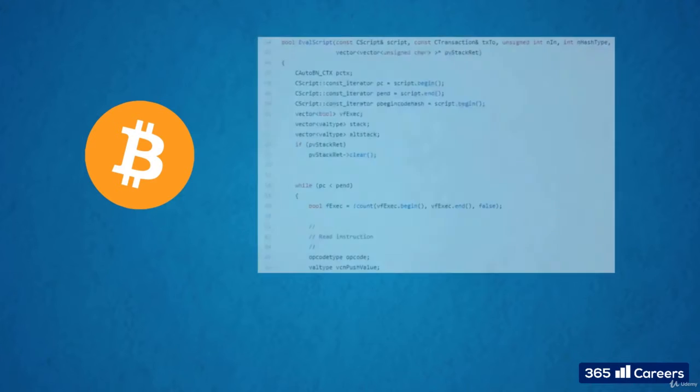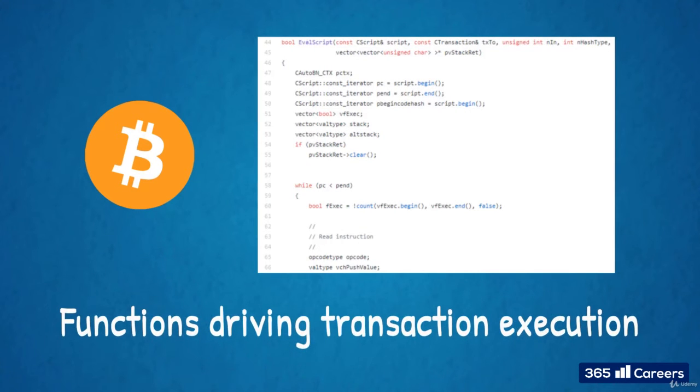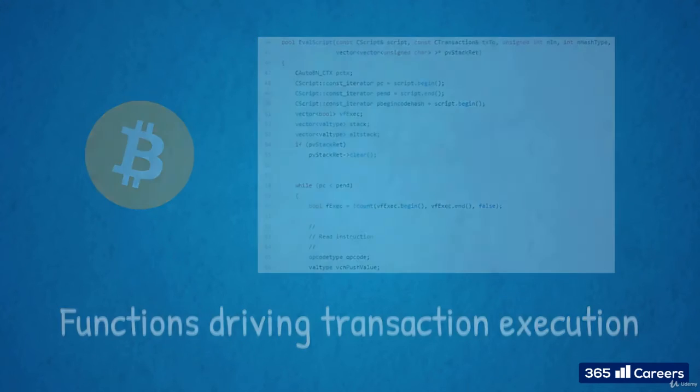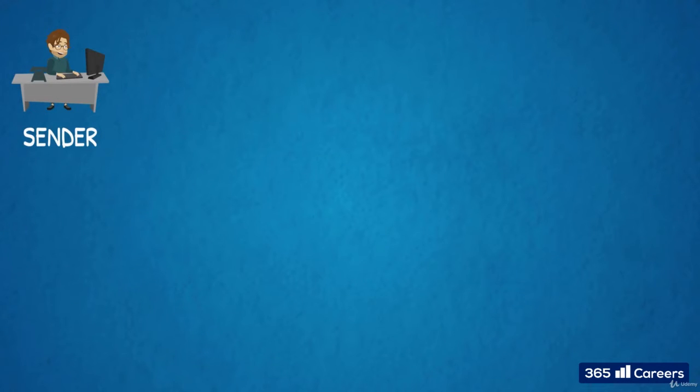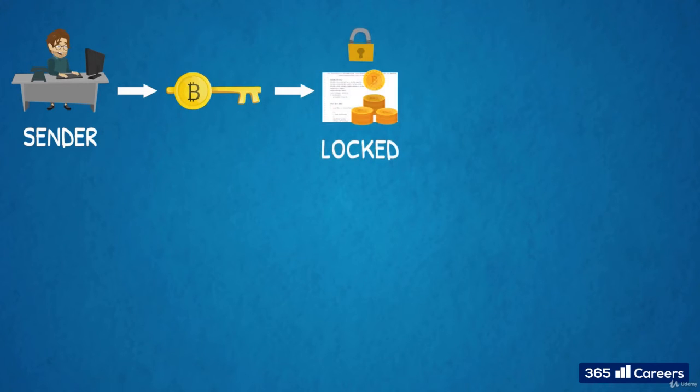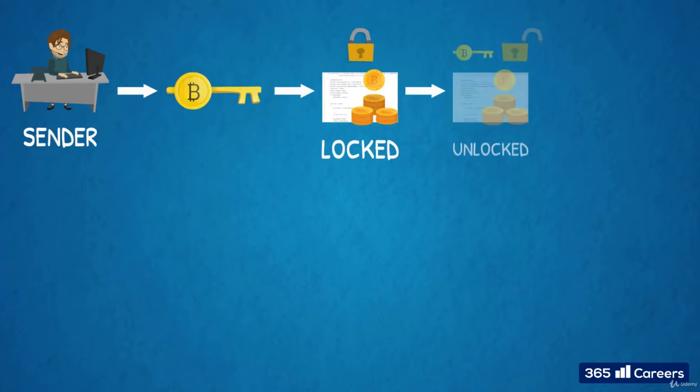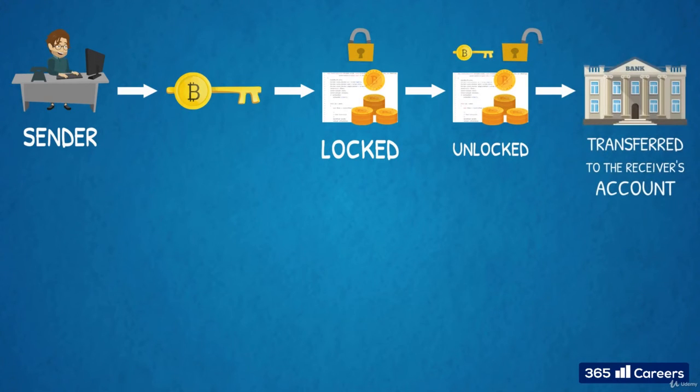Bitcoin's transaction script includes functions that drive transaction execution. Each transaction script can have multiple steps. Most importantly, when a sender signs a transaction with a cryptographic key, the script locks the coins being sent, which are basically transaction inputs. These coins or transaction inputs then can only be unlocked by the receiver's private key.